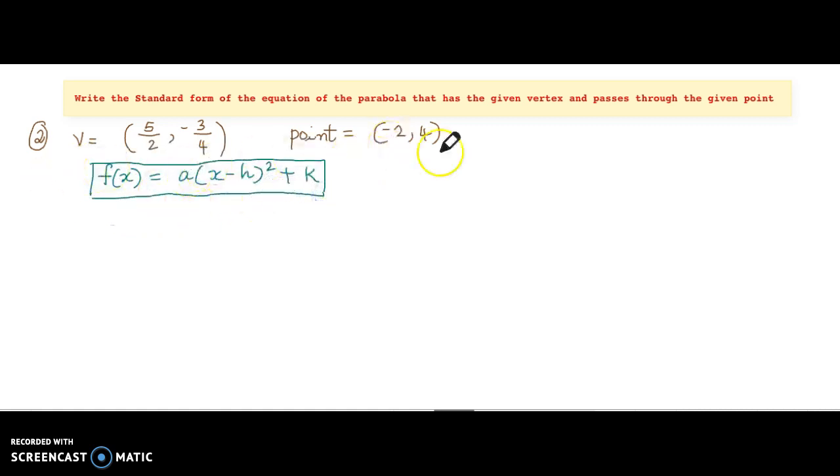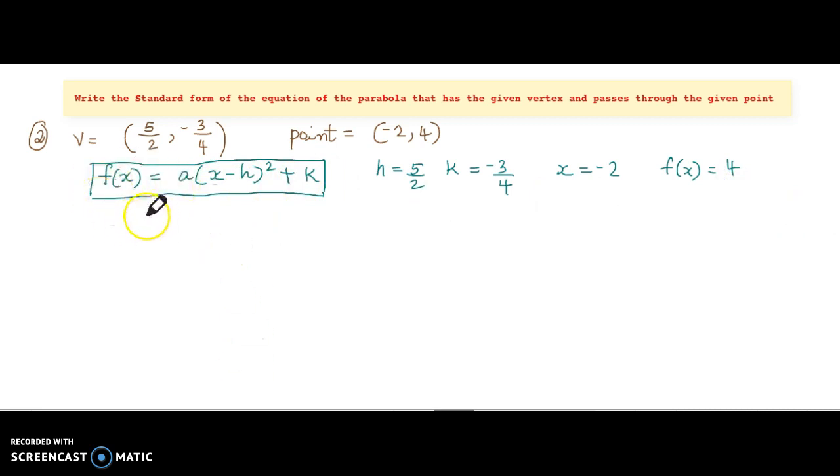Okay, so like before, we have to plug in for h, we have to plug in for k, we have to plug in for x, we have to plug in for f of x. Alright, so we know that h is the x term of the vertex, which is 5 over 2. K is the y of the vertex, which is negative 3 over 4 in this case. Instead of x, we plug in the negative 2 as your x, and f of x is 4. Okay, so we have all the numbers to plug into this equation.